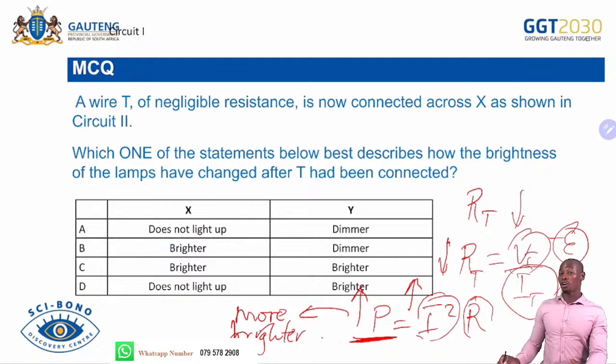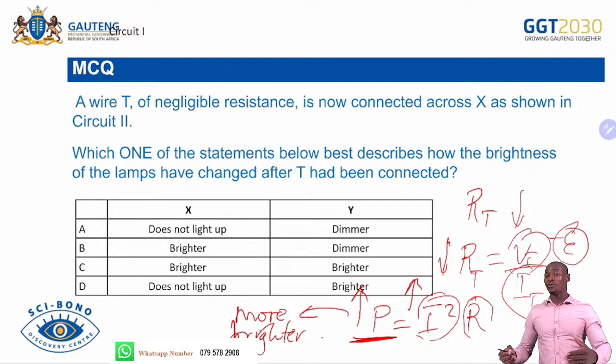Right. So if you want to talk about the issue of brightness, brightness is proportional to power. Okay? So check here what I did. What happens to the total resistance? Obviously, if we remove a resistor, the first thing that will be affected is the total resistance. So we said the total resistance of the circuit will decrease. If the total resistance of the circuit decreases, what about the total current?